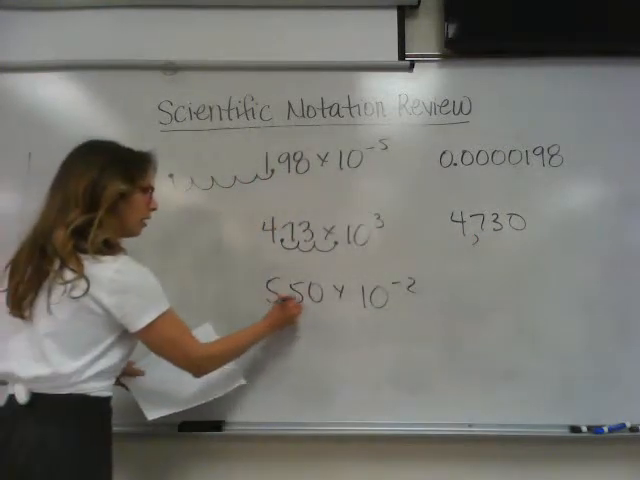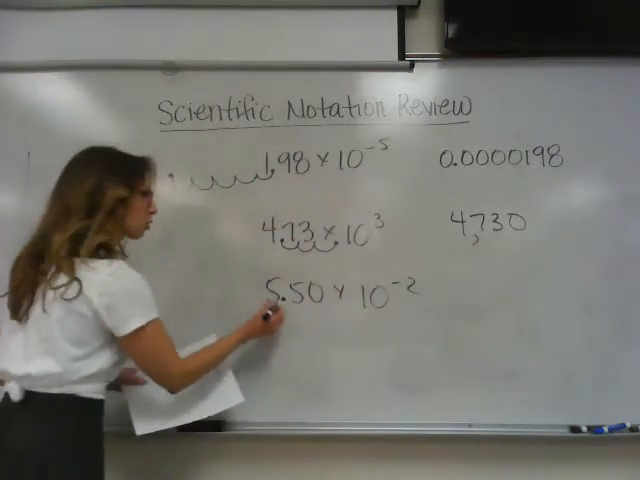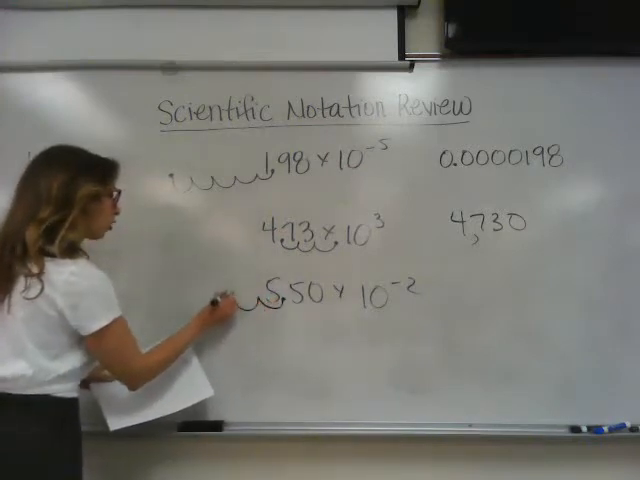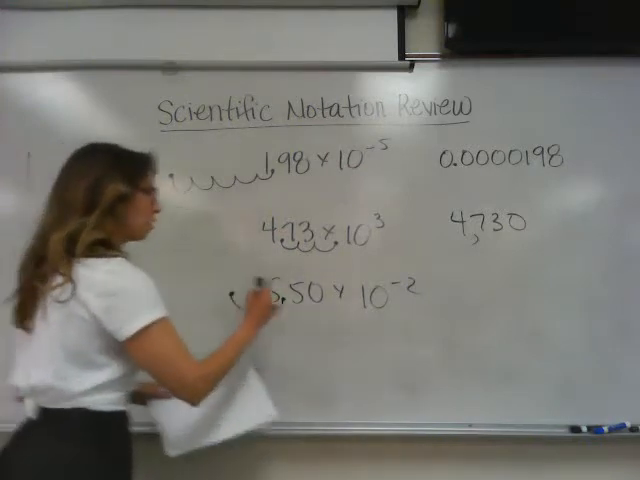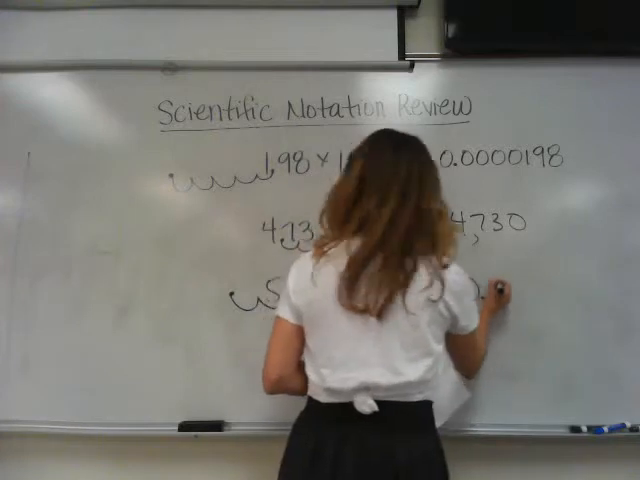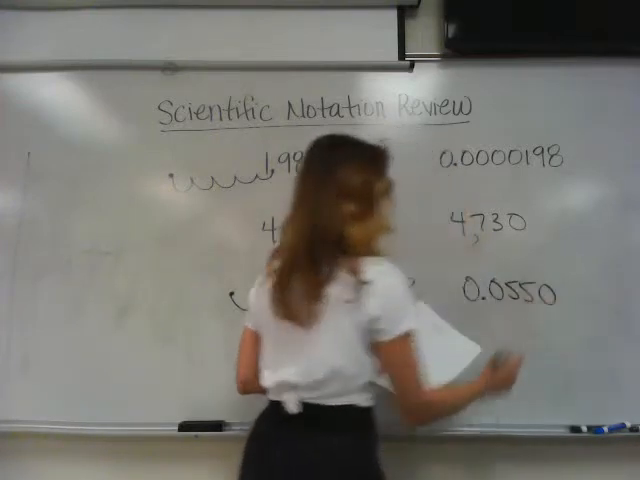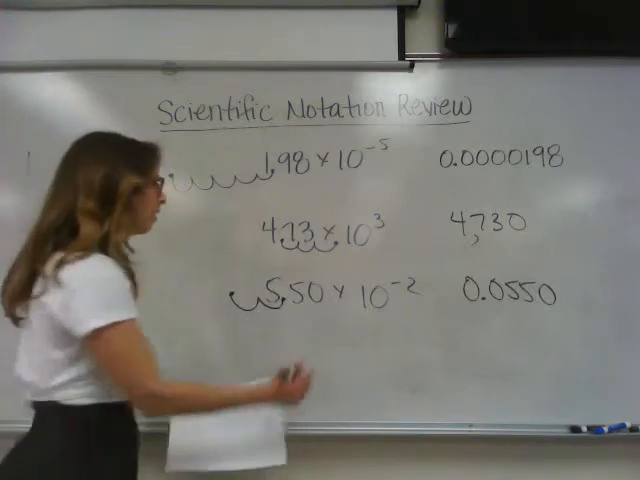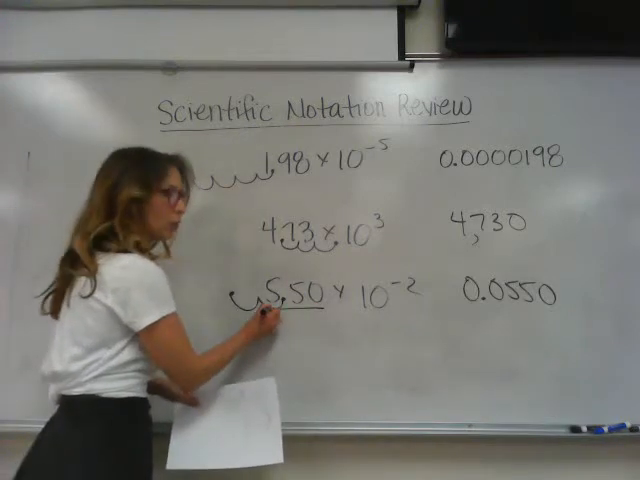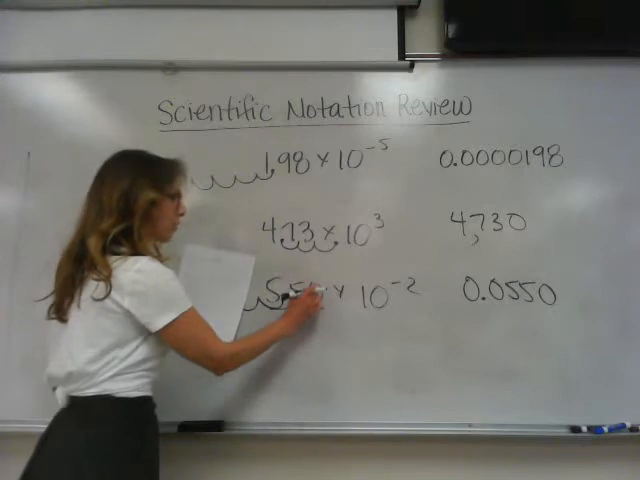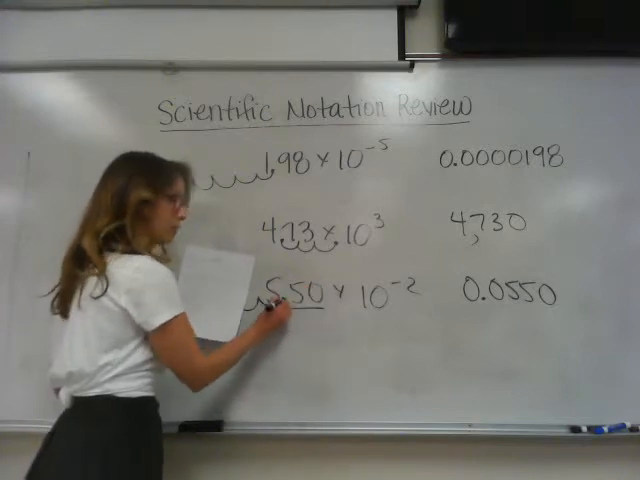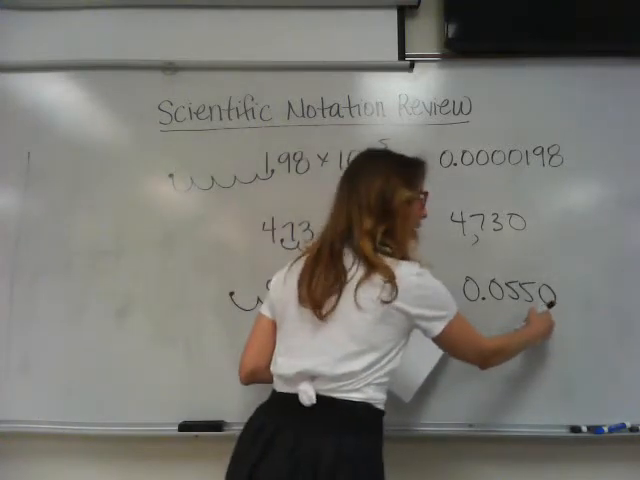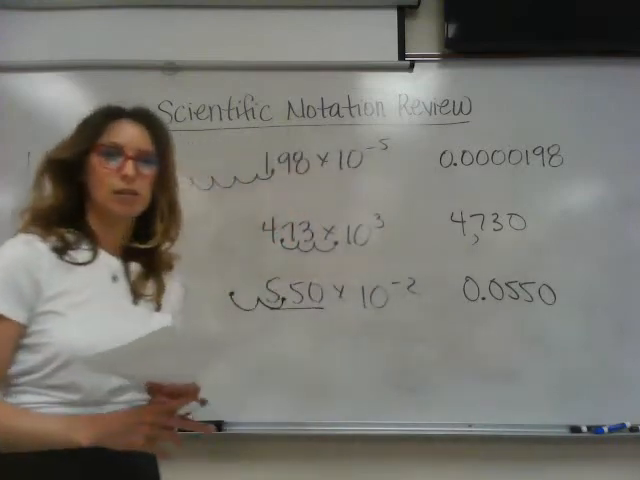For the last one, this exponent is negative. That means my number is less than 1. That means the decimal is moving 2 places to the left. You have 1 blank for your 0, 0.0550, and you're done. Easy enough? Okay. Since the 0 was here in the original number, that means it's significant, right? So you have to include that there. Okay? All right.